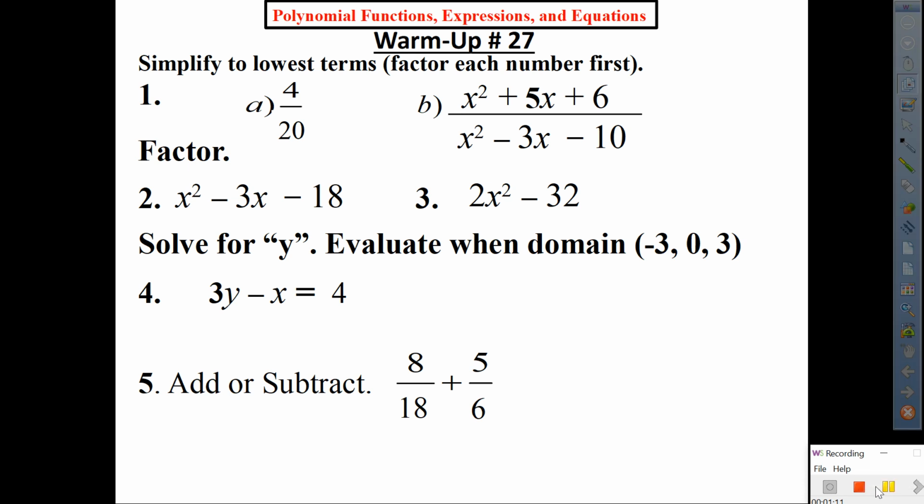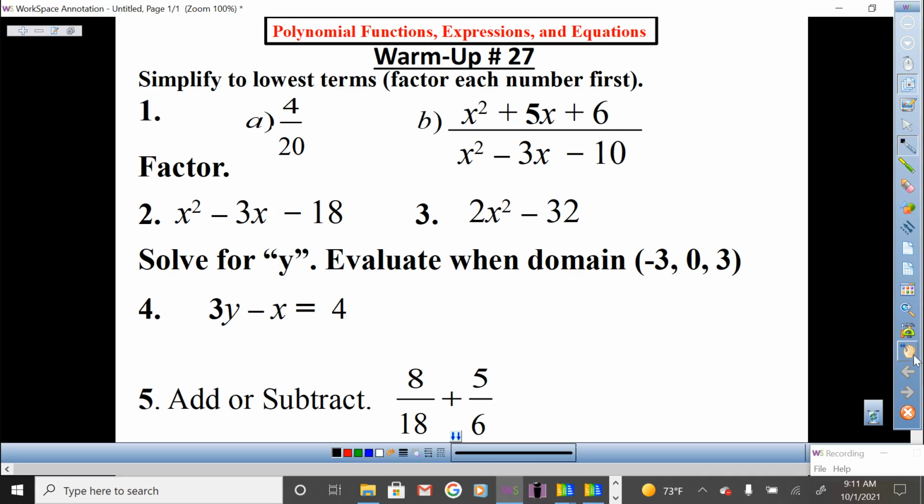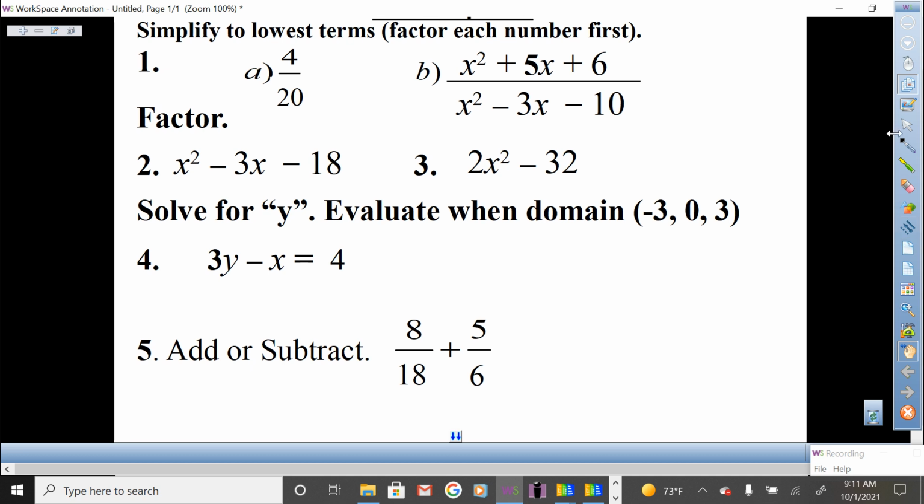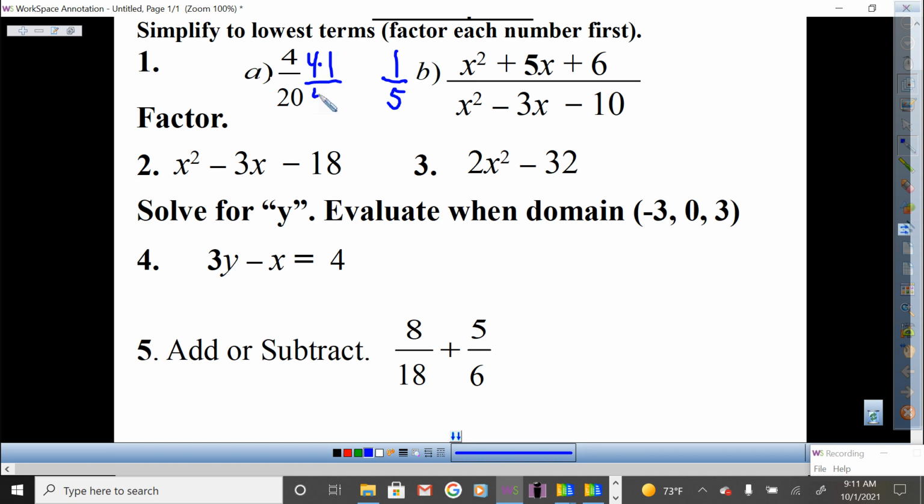Alright, let's see what we got. Number 1A. For number 1, you should have gotten 1/5, yes? And how to get there? GCF for these two is 4 times 1, 4 times 5. Identify the giant 1, and there you go. Okay? 1B.